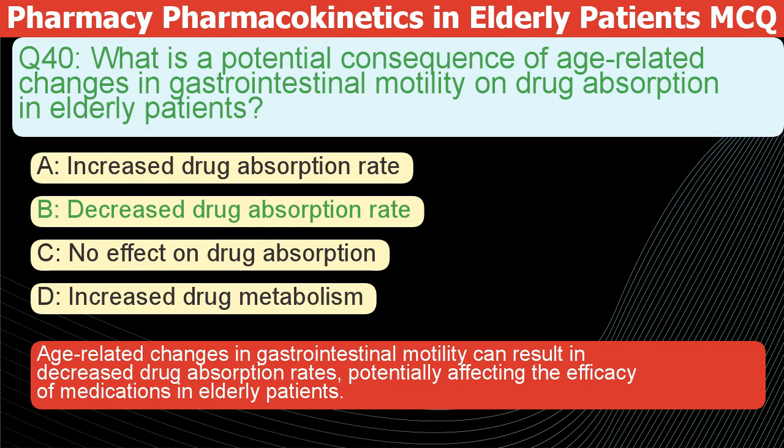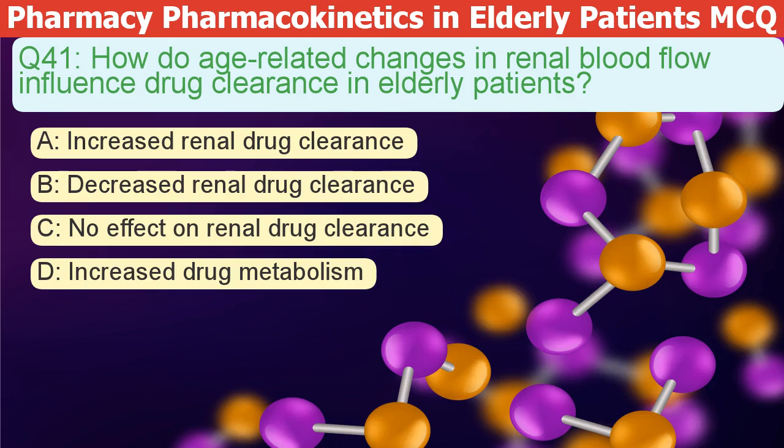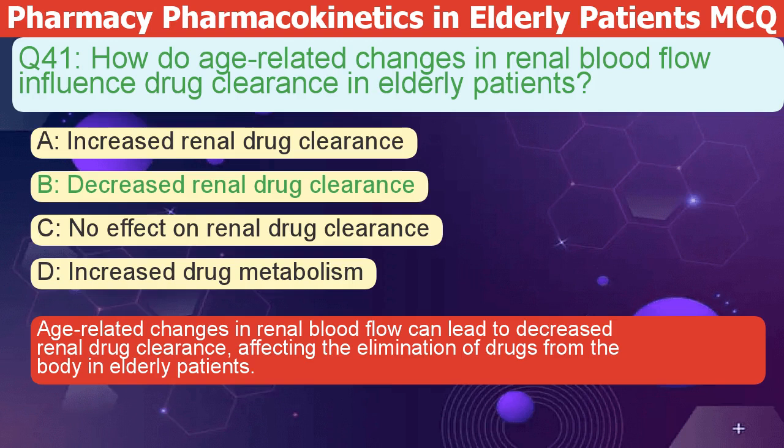patients. How do age-related changes in renal blood flow influence drug clearance in elderly patients? A. Increased renal drug clearance. B. Decreased renal drug clearance. C. No effect on renal drug clearance. D. Increased drug metabolism. The correct answer is B. Age-related changes in renal blood flow can lead to decreased renal drug clearance, affecting the elimination of drugs from the body in elderly patients.